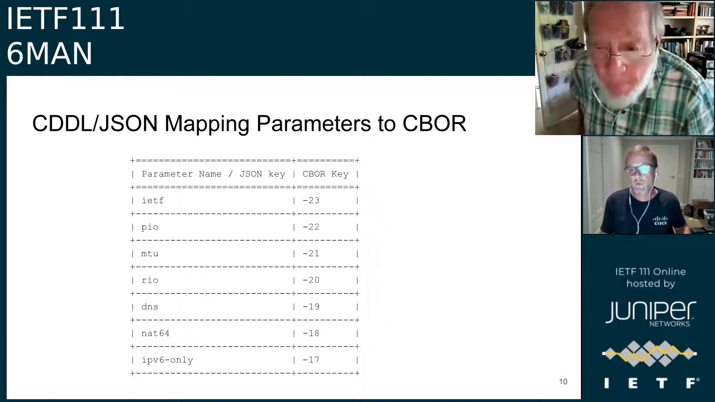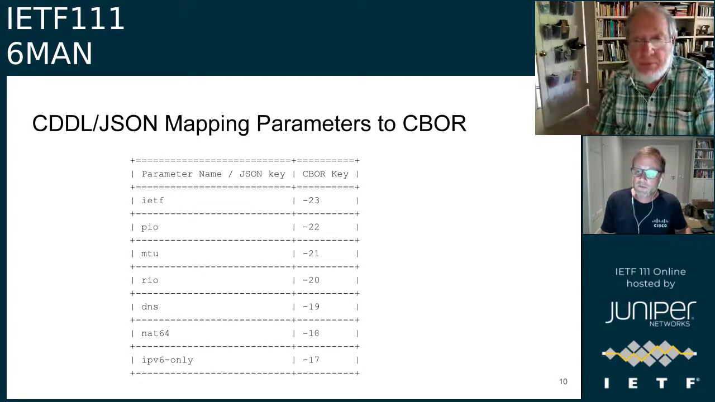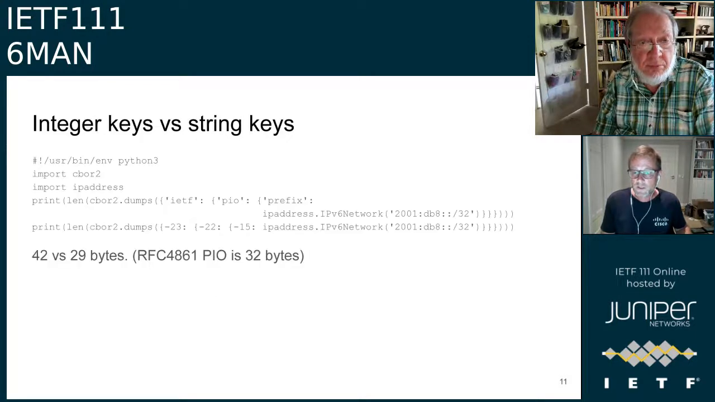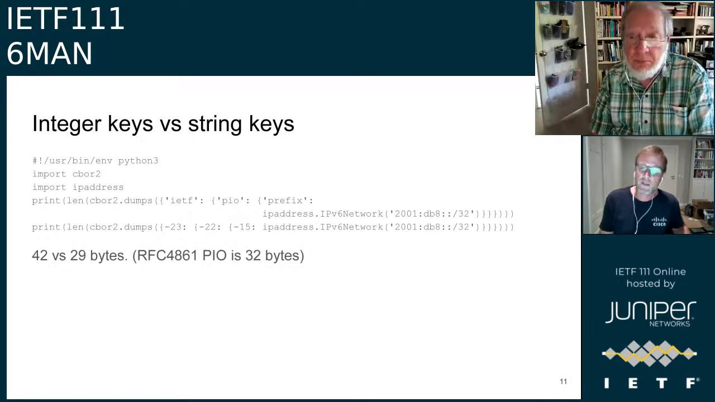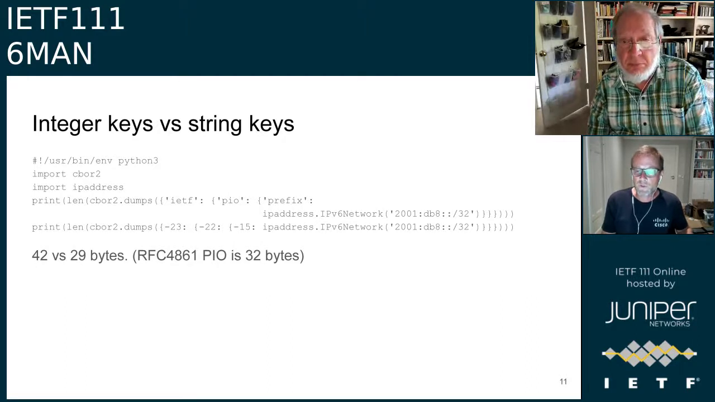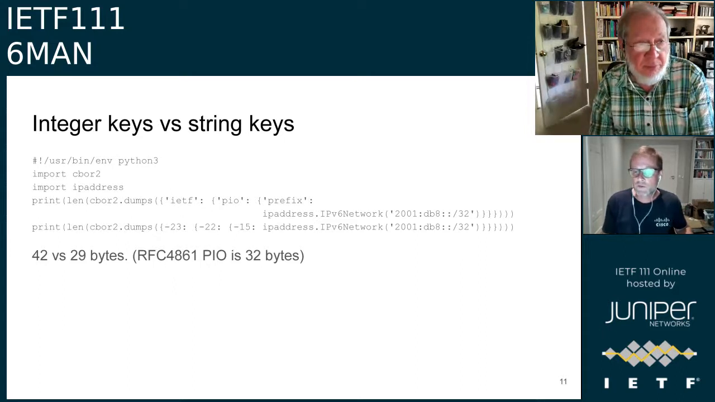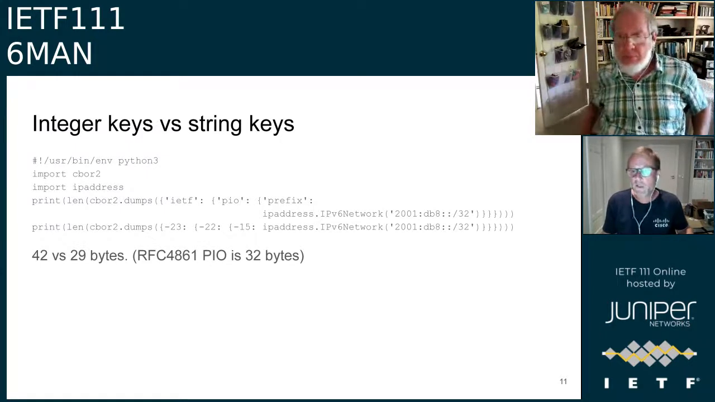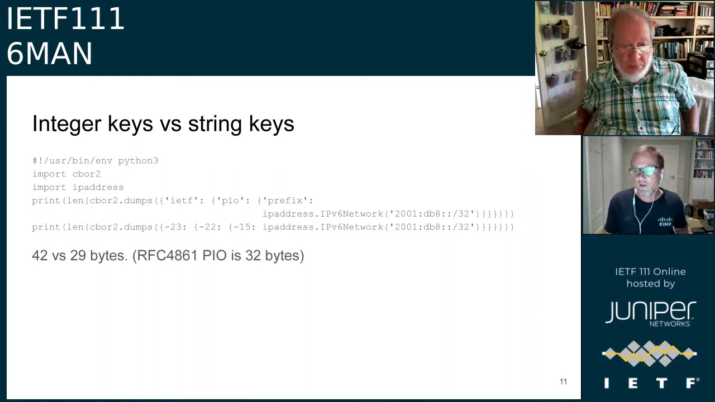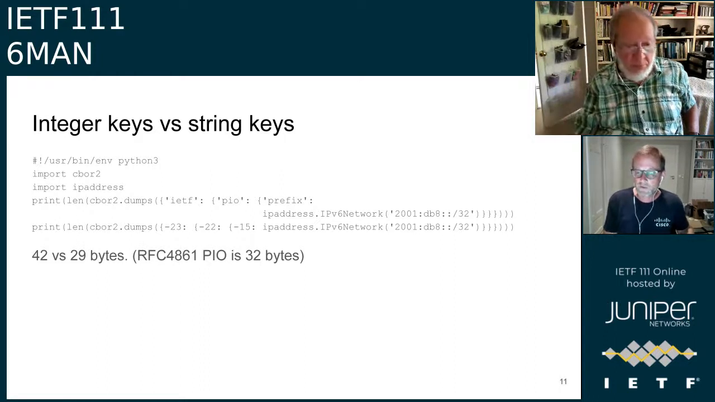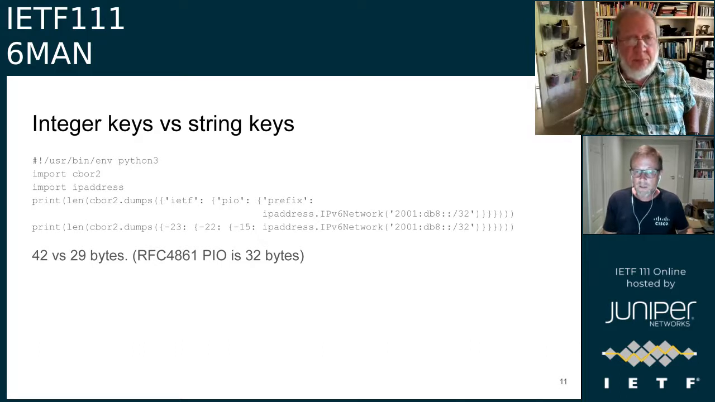Then we added to the document a mapping table, so that the string keys have corresponding integer keys, and I did a little bit of comparison. We go down from 42 bytes to 29 bytes to send a PIO option, for example, with integer encoding. So it's quite a lot more efficient. One benefit also of using CBOR is, of course, that it's a much more flexible encoding that allows you not to include the default fields that have default values, for example, which in this particular case made it more efficient than the RFC 4861 definition.